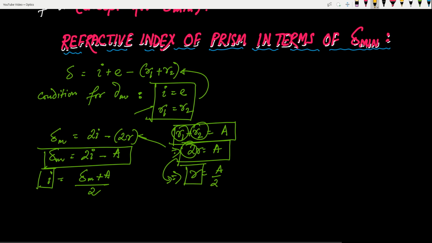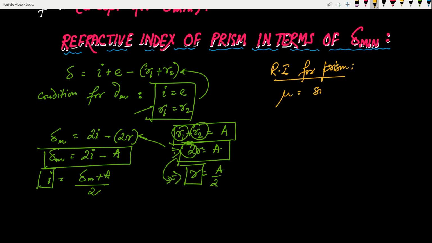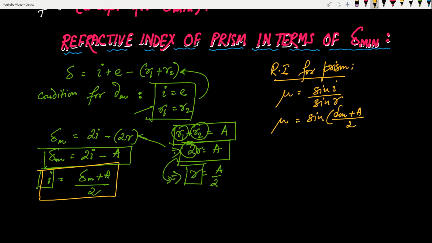Now in order to find the refractive index for the prism, we know that refractive index is given by the formula mu is equal to sine of I divided by sine of R. This is actually Snell's law. Therefore, you can just put the values of I and R in this equation to get the result. So for sine of I, we have found the value of I as (delta minimum plus A), where A is the angle of prism, divided by 2.